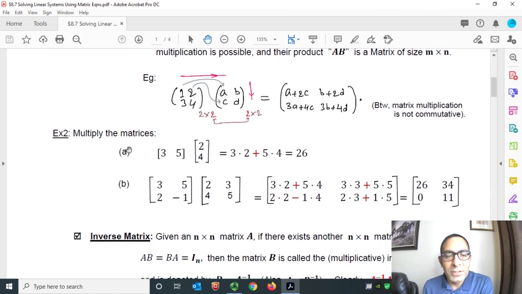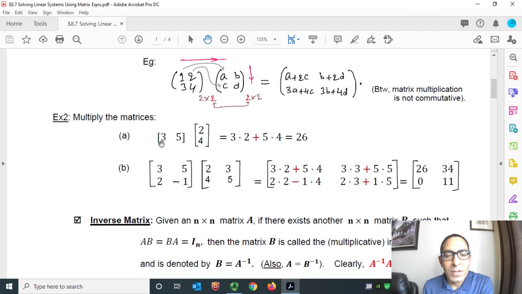Multiply the matrices. Here, one matrix is of size 1 row and 2 columns, that means 1 by 2. And the other matrix is of size 2 by 1, 2 rows, 1 column. So we can find the matrix product. The answer is: multiply first horizontally and then vertically and add those two results. So here, 3 times 2 plus 5 times 4 turns out to be 6 plus 20 equals 26.